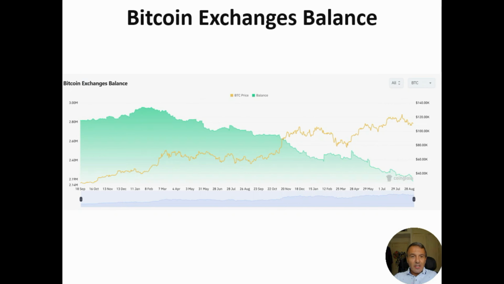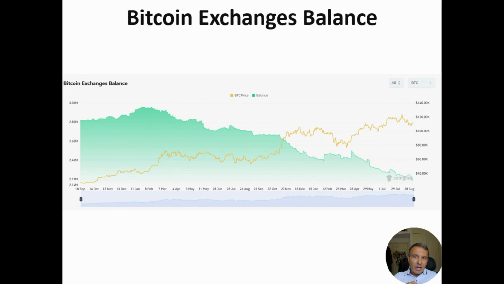Now moving on to this next one, which is interesting, it's called the Bitcoin exchanges balance. What this means for investors in terms of how they would interpret this chart: it tracks how many coins are actually sat on exchanges at any moment in time.